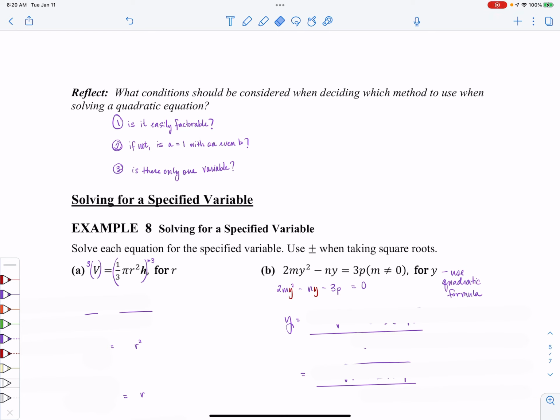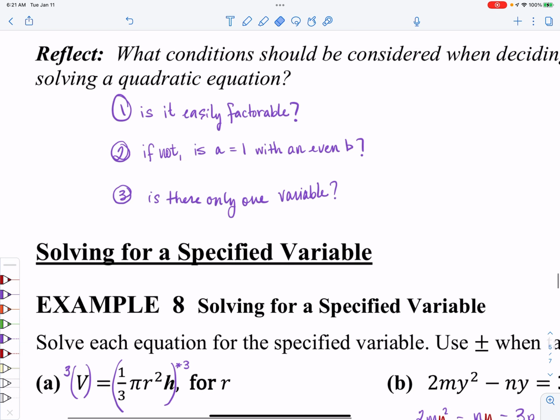Ask yourself, first of all, is it easily factorable? If it's easily factorable, this is the easiest method. Go ahead and solve by factoring. If it's not easily factorable, then the next question I would ask is, is your A value 1, and does it have an even B value? If your A value is 1 and it has an even B value, oh my goodness, I'm going to go ahead and use completing the square because that's going to be the easiest method.